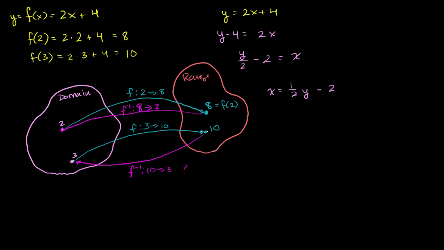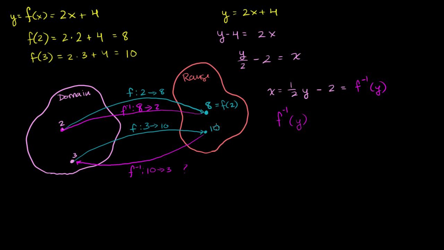We want a function of these values that map back to an x. So we could say that this is equal to f inverse as a function of y. Let me just write it a little cleaner: f inverse as a function of y. So we can have 10 or 8.